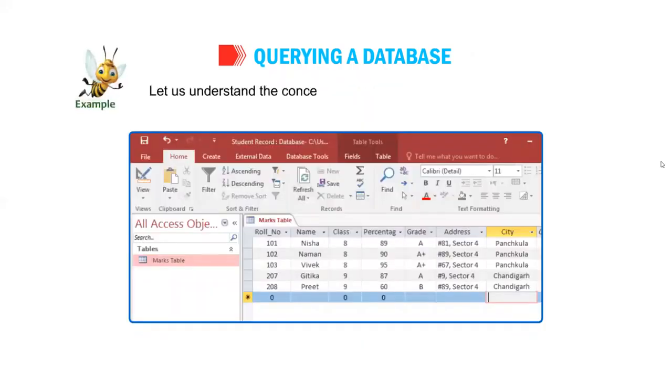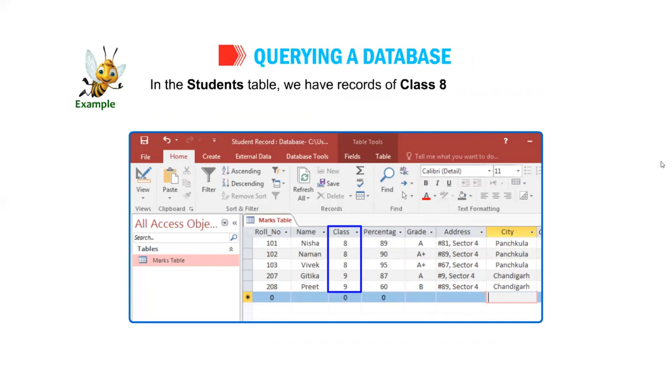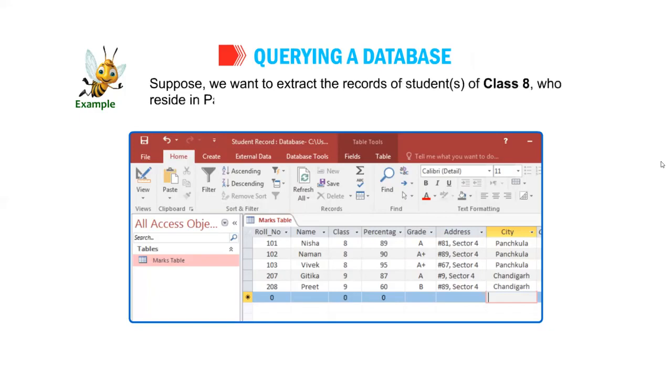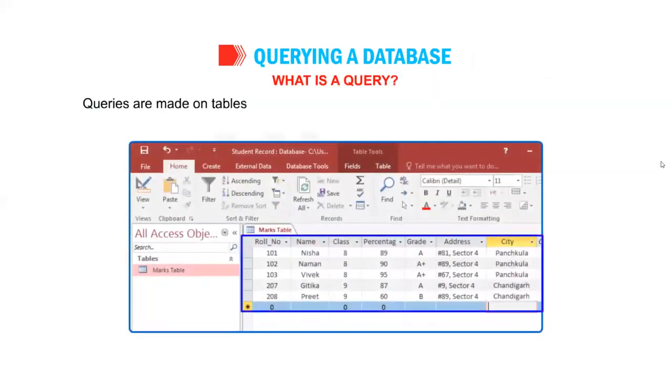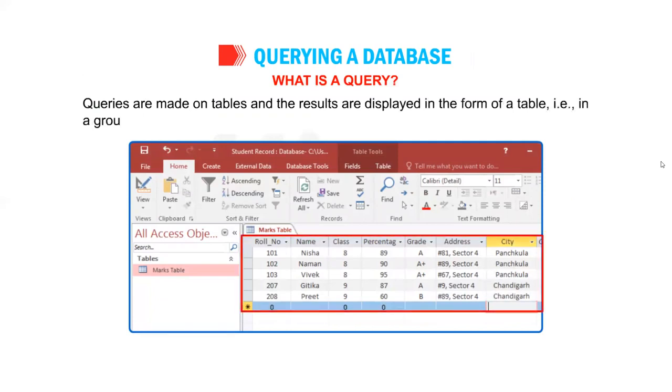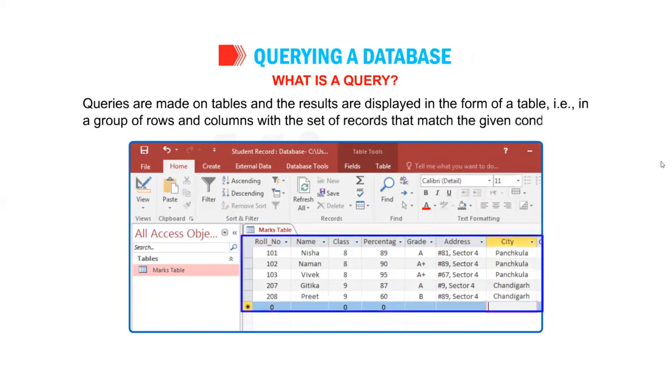Let us understand the concept of queries with the help of an example. In the students table, we have records of class 8 as well as class 9 students. Suppose we want to extract the records of students of class 8 who reside in Panchkula. We can find this with the help of queries. Queries are made on tables and the results are displayed in the form of a table, that is, in a group of rows and columns, with a set of records that match the given condition.